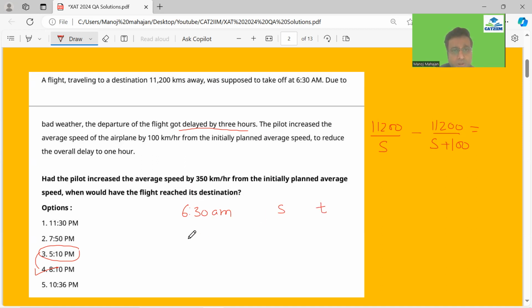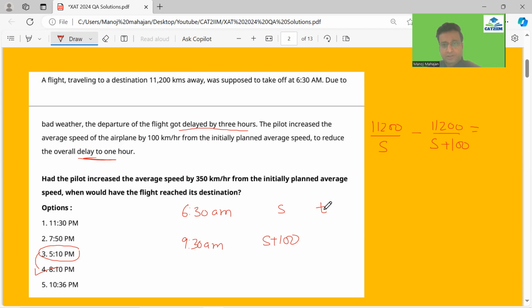Now when you leave at 9:30 a.m. with the speed s plus 100, let's say if I do that. So what is happening is if you look, still there is a delay of 1 hour. So the flight got delayed by 3 hours, so it compensated the 2 hours by increasing the speed. But still, if I look over here, there is a delay of 1 hour.